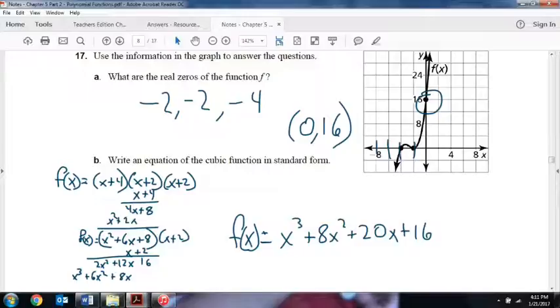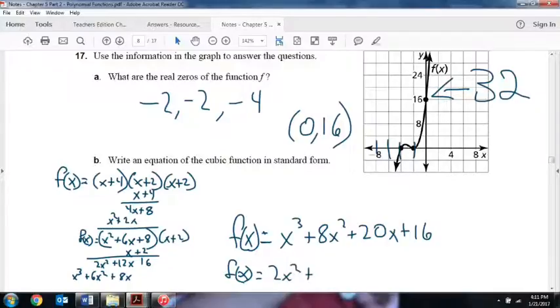Real fast, what if it didn't? Let's say this right here was a 32. Well, what would I need to multiply 16 by to get it up to 32? I have to multiply by 2. So I'd have to multiply the entire thing by 2. So I would get f of x equals 2x cubed plus 16x squared plus 40x plus 32. Now it's got the y-intercept of 32.